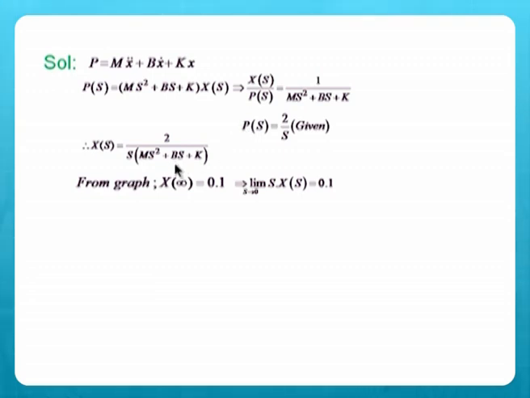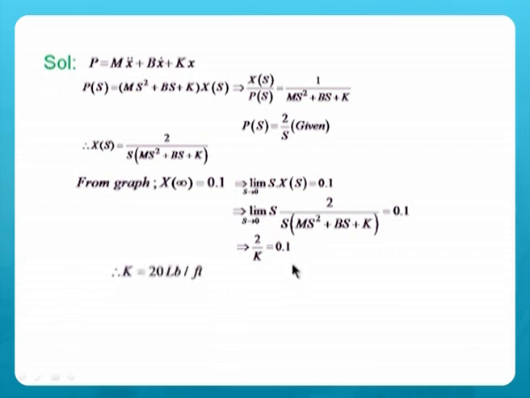Now you get x of s, substitution of P of s in this function, you get x of s like this. Now from the graph it is given that the response is settled at 0.1. So x of infinity indicates steady state response after transients have become died out. So limit s tends to 0, s times x of s is, according to final value theorem, equated to 0.1. Equate the function to 0.1 and get the constant k as 20 lb per ft.